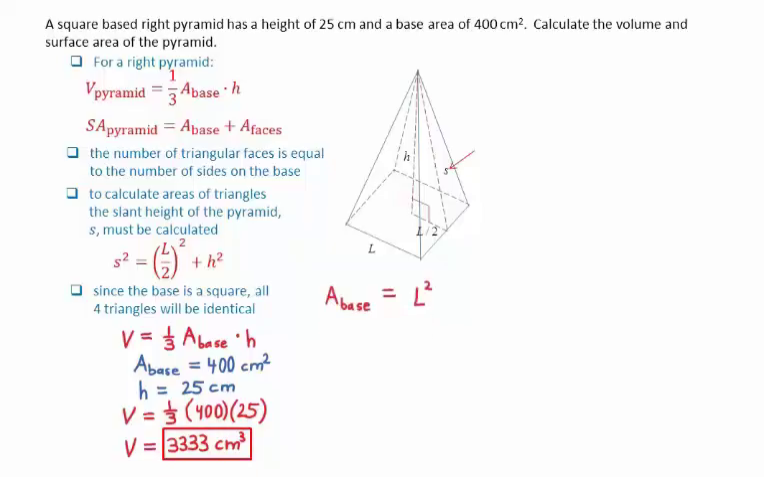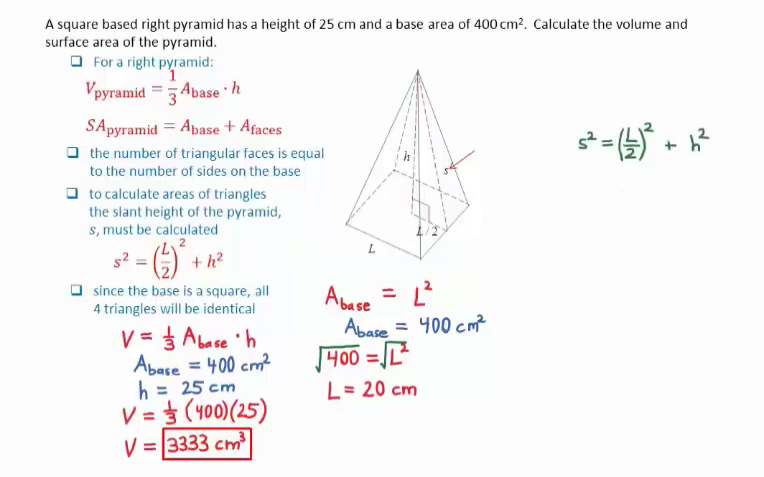Since the area of the base is equal to L squared, we can figure out what L is by substituting 400 in place of A. We can take the square root of both sides to figure out what L is. This gives us 20 centimeters for L. Once we know L, we can figure out what the slant height is.